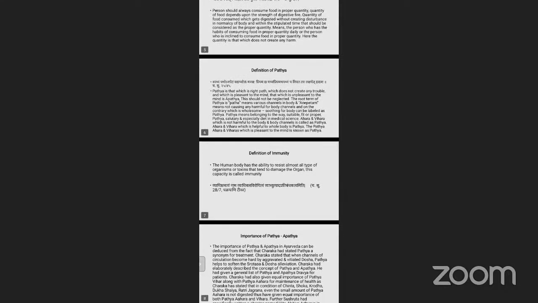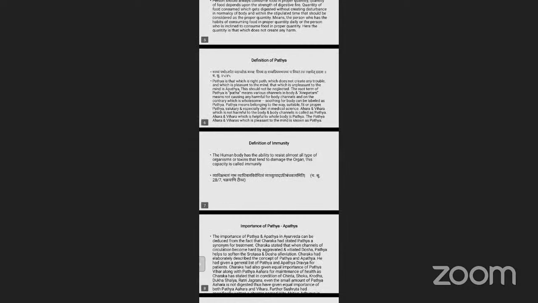The definition of immunity: vyadhi kshamatvam nama vyadhi balo virodhi tattvam vyadhi utpada pratibandhakatvam. Here immunity is that which opposes the vyadhi bala, and along with that does not produce vyadhi, that is vyadhi utpada pratibandhakatvam. It is quoted from Chakrapani Tika, Charak Sutra 28. The human body has the ability to resist almost all types of organisms or toxins that tend to damage the organs. This capacity is called immunity.